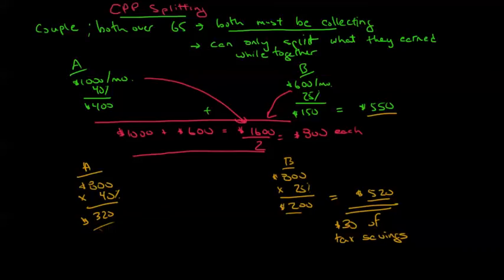Now, while we're on the subject, this is also very similar to what happens when you have a divorce. So if A and B, let's say that we're a couple of years earlier, they're not yet 65, and they get divorced, we'd have a very similar calculation where we would take A's CPP credits and B's CPP credits, and we would say at the end of the divorce, they would have the same thing. They would have $800 each. So this would also be the outcome of a divorce.